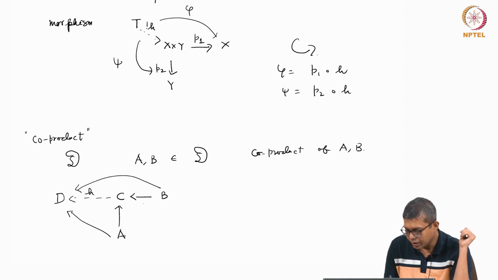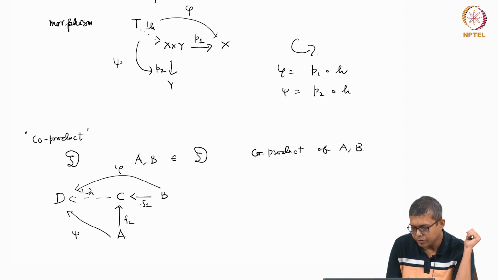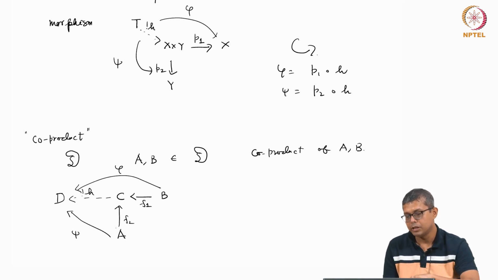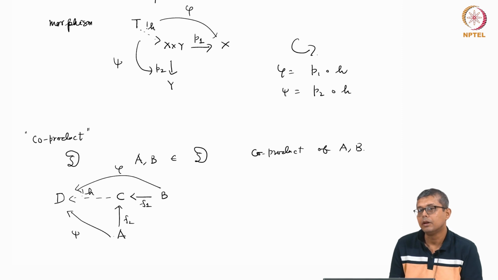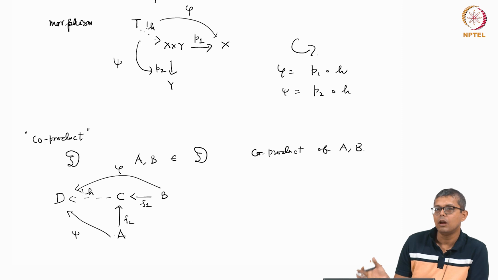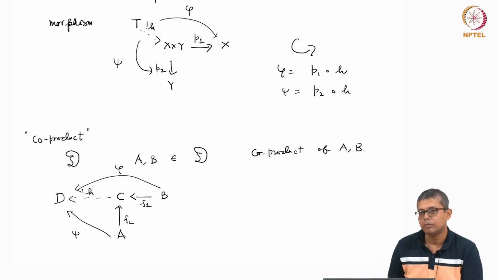So these are kind of projections, say F1, F2. These are some canonical maps, and whenever you have maps phi and psi, you have a unique map from C to D such that this diagram commutes. Then you call C a co-product of A and B. Now you see that product and co-product are just dual of this. You change the arrows.